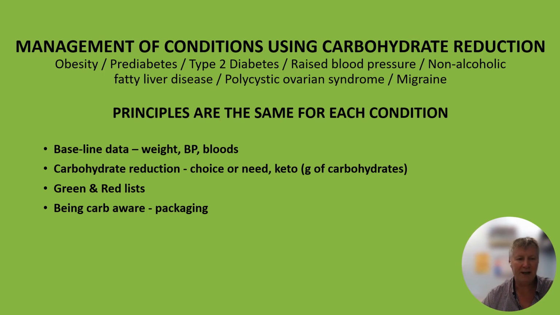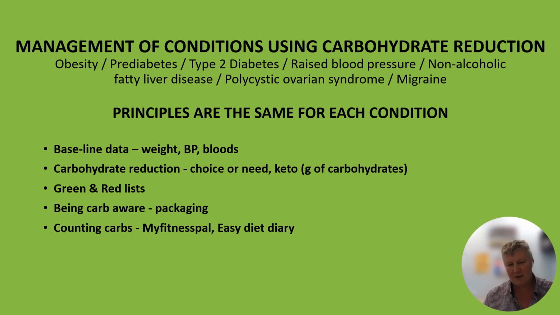So continuing on the advice regarding carbohydrate reduction, it's also about being carb aware. In other words, looking at food packaging and just getting an idea of how many grams of carbohydrates are in portions of foods. You can count carbs if you like. It's quite useful to start so that you get an idea of how much you're actually eating. And there are a couple of free apps you can use. One is MyFitnessPal and the other one is Easy Diet Diary.